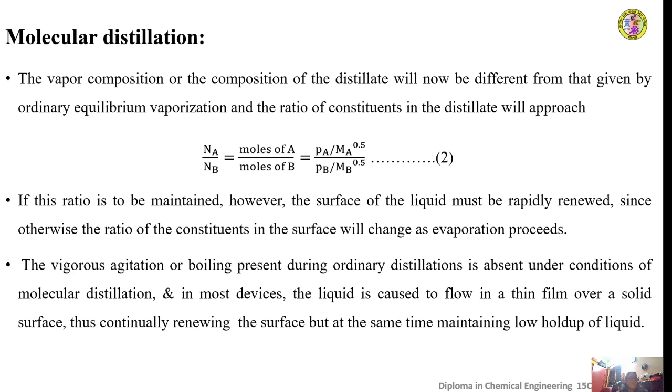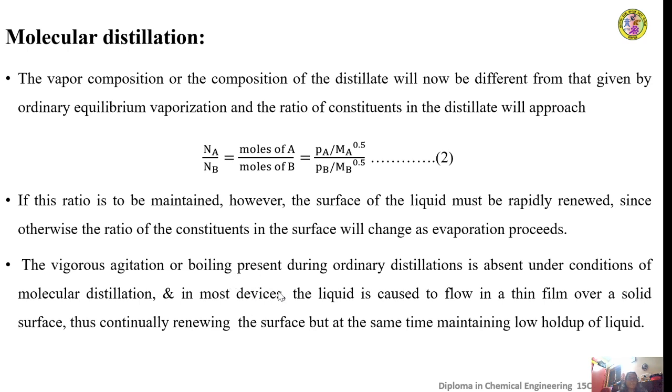If this ratio is to be maintained, however, the surface of the liquid must be rapidly renewed, since otherwise the ratio of the constituents in the surface will change as evaporation proceeds. So if the rate of molecular vaporization is to be kept at this ratio, then the surface of the liquid from which the vaporization is occurring must be rapidly renewed. Means the surface should be changed, should be renewed. Otherwise, the ratio of the constituents in the surface will change as the evaporation proceeds.